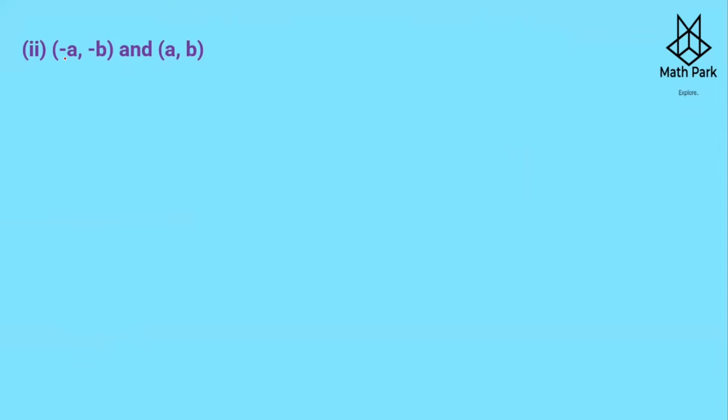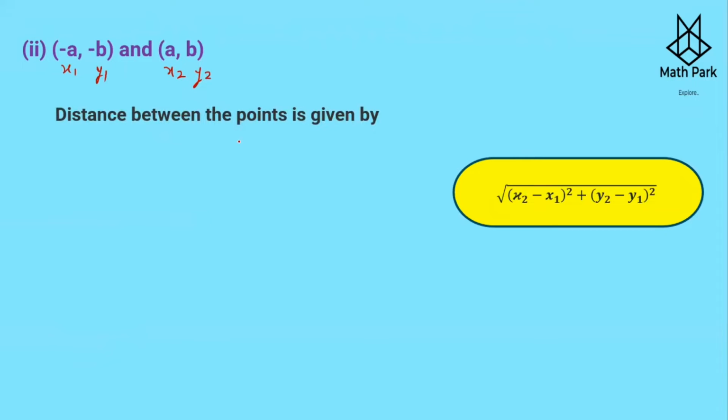The points are now minus A, minus B, and again this is A, B. We are asked to find the distance between these 2 points. Let us use the distance formula. Put in the formula, you get A minus of minus A the whole square plus B minus of minus B the whole square. Minus of minus A is going to be A plus A, which becomes 2A. B minus of minus B becomes B plus B, which becomes 2B. This is how we get 2A the whole square plus 2B the whole square.